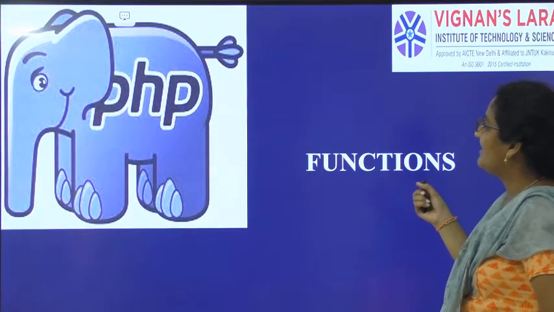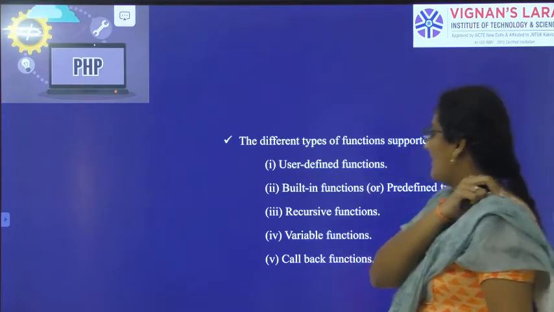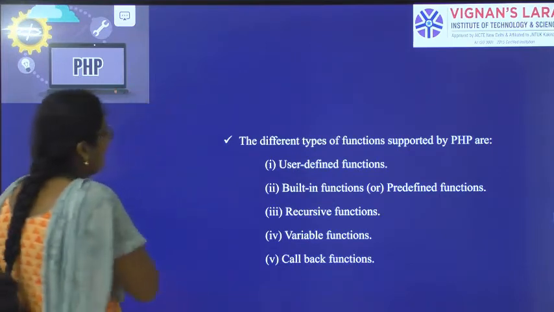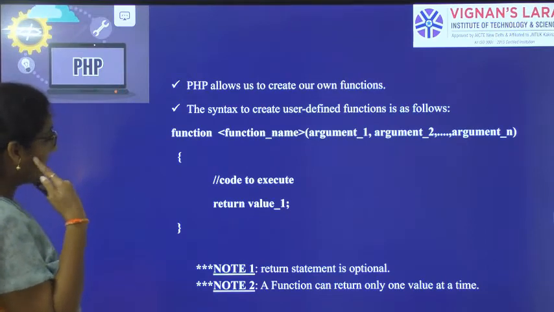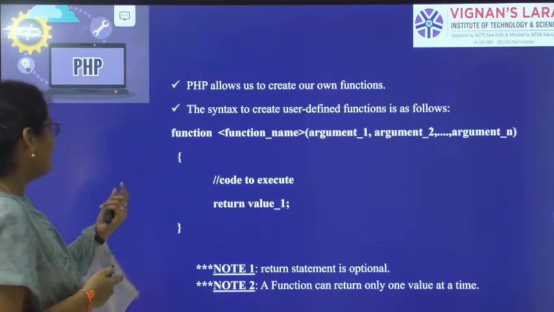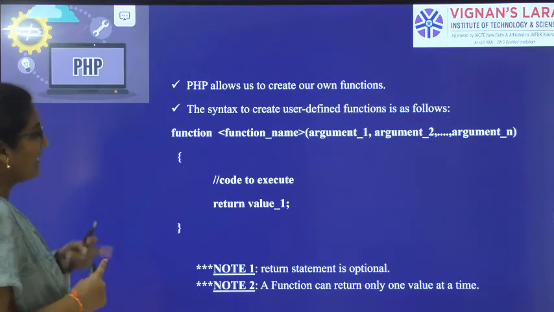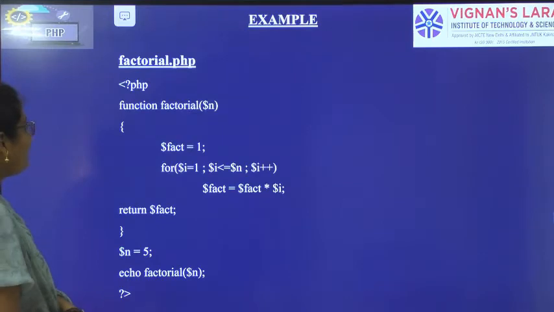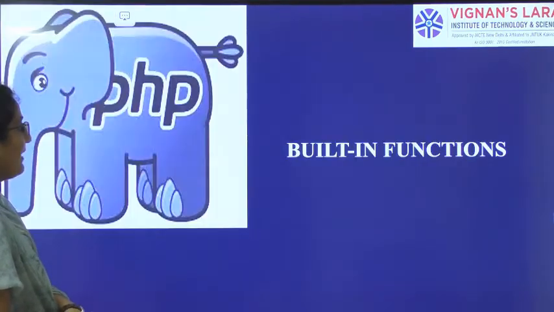So we have started the concept of functions today. We have different types of functions like user defined functions, built-in functions, recursive functions, variable functions and callback functions. User defined functions are defined by the user. For that we have a syntax: function, function name, arguments, code and return value. Return is optional, and a function can return only one value at a time. Example of factorial program where 5 factorial is 120.